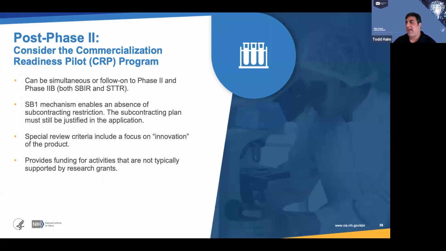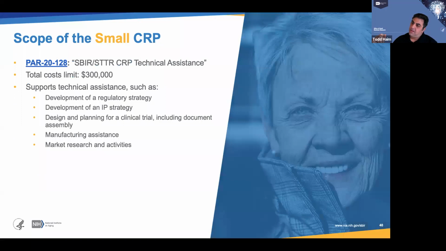But again, you first have to be awarded before you can apply for a diversity supplement. Post phase 2, this talks about the commercialization research program in more detail. One of the unique things is that for, let's say, a phase 2 SBIR, at least 50% of the work has to be done by the small business. Those percentage requirements are not present in the CRP. Next slide. Scope of the small CRP, Part 20-128.